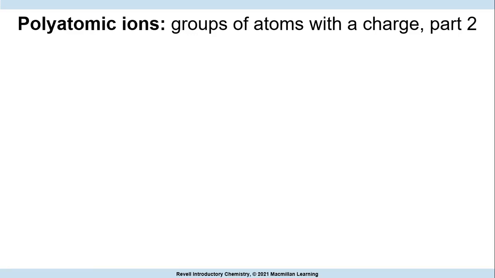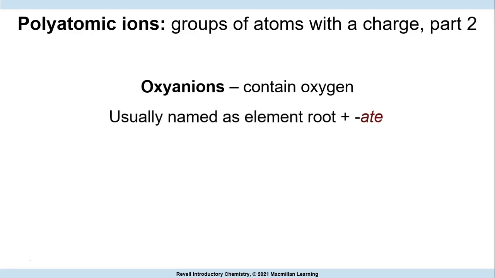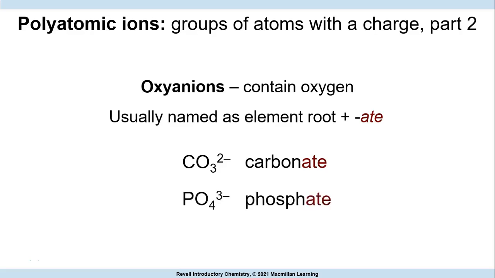Now, let's continue with these polyatomic anions. Here, we'll be looking at other polyatomic anions that are called oxyanions. When you hear the word oxyanions, these are polyatomic ions that contain an oxygen atom in their structure. They are usually named as the element root plus ATE, depending on the number of oxygen atoms. So if we have 3 oxygen atoms, for example, for carbonate, we are going to name it carbonate with ATE. Phosphate has 4 oxygen atoms, so we call it phosphate.